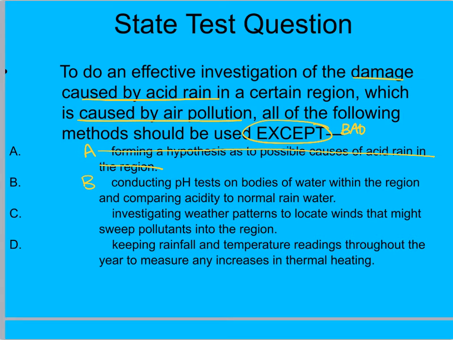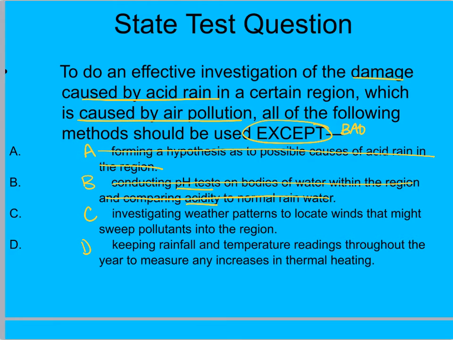B, conducting pH tests on bodies of water within the region and comparing acidity to normal rainwater. That would be good. Looking at the pH to tell the acidity of the lakes and rivers, to compare that to normal rainwater to see if the lakes are collecting more acid because of acid rain. That would be good. All right, so you should basically be between C and D. C is investigating weather patterns to locate winds that might sweep pollutants into the region. Or D, keeping rainfall and temperature readings throughout the year to measure any increases in thermal heating.